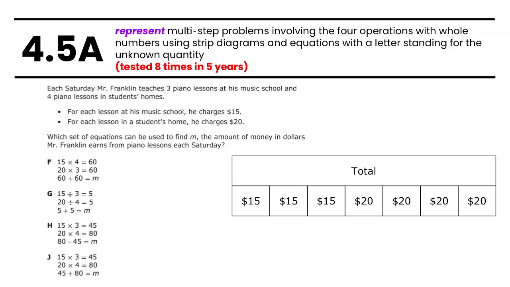So what I notice here in my strip diagram that I drew is that I have 3 boxes that have 15 in them, and that is because for each lesson at his music school, Mr. Franklin charges $15, and he does 3 piano lessons at his music school. And so that's why we have 3 boxes of $15.